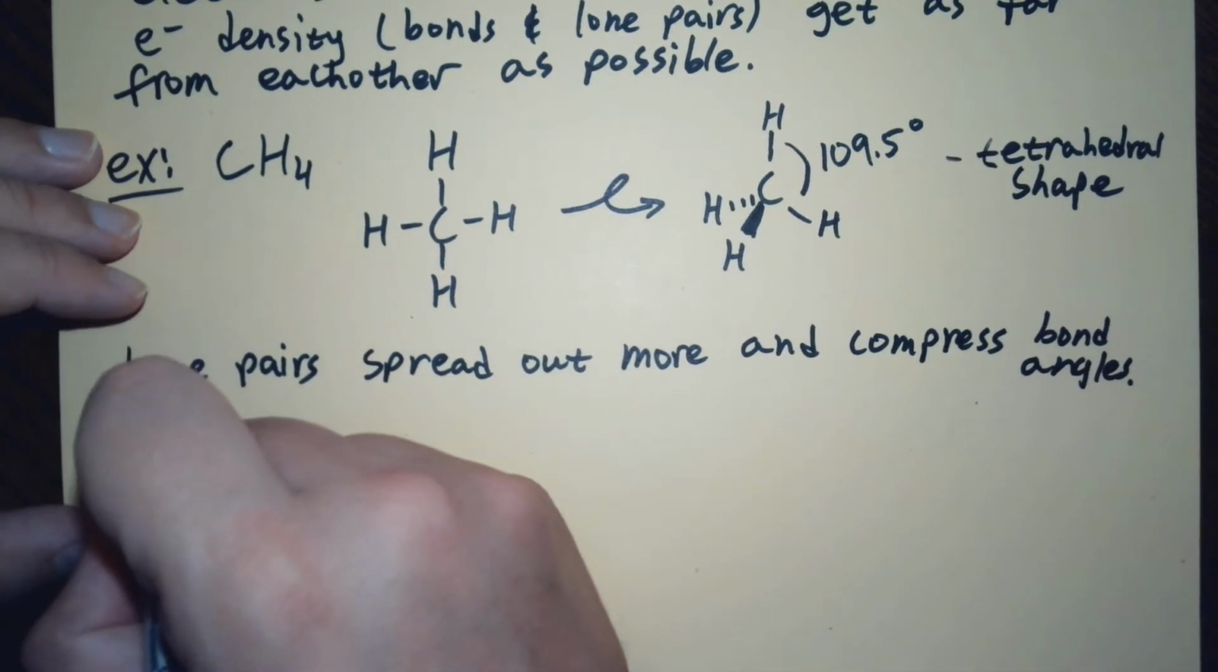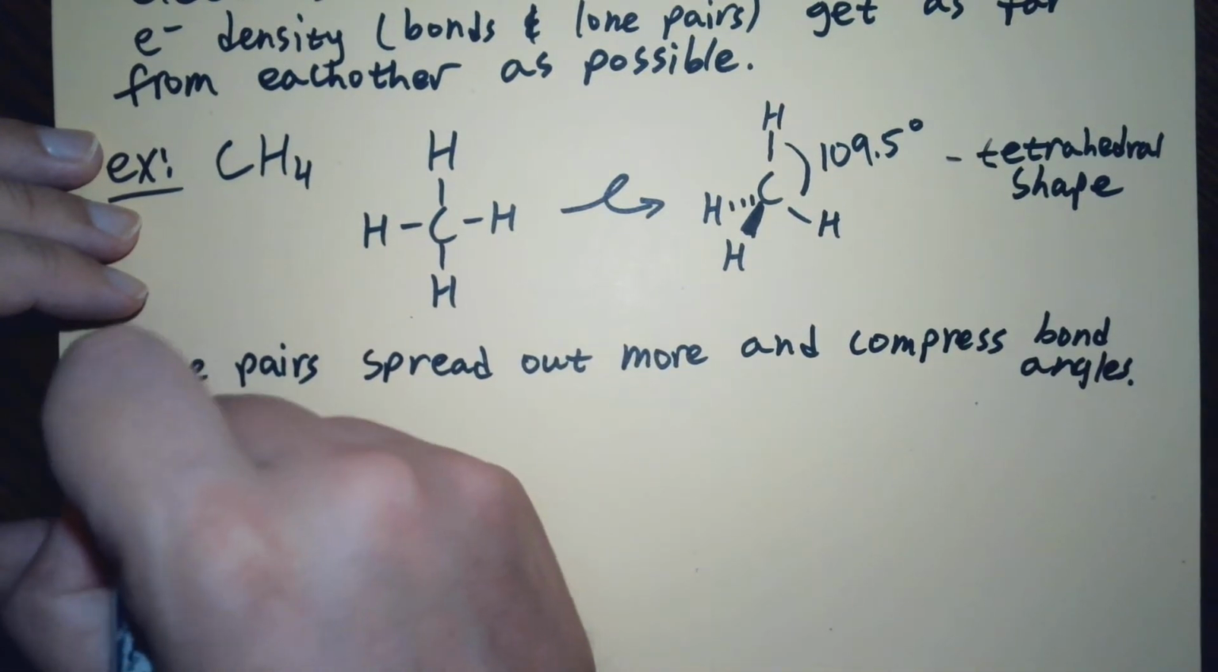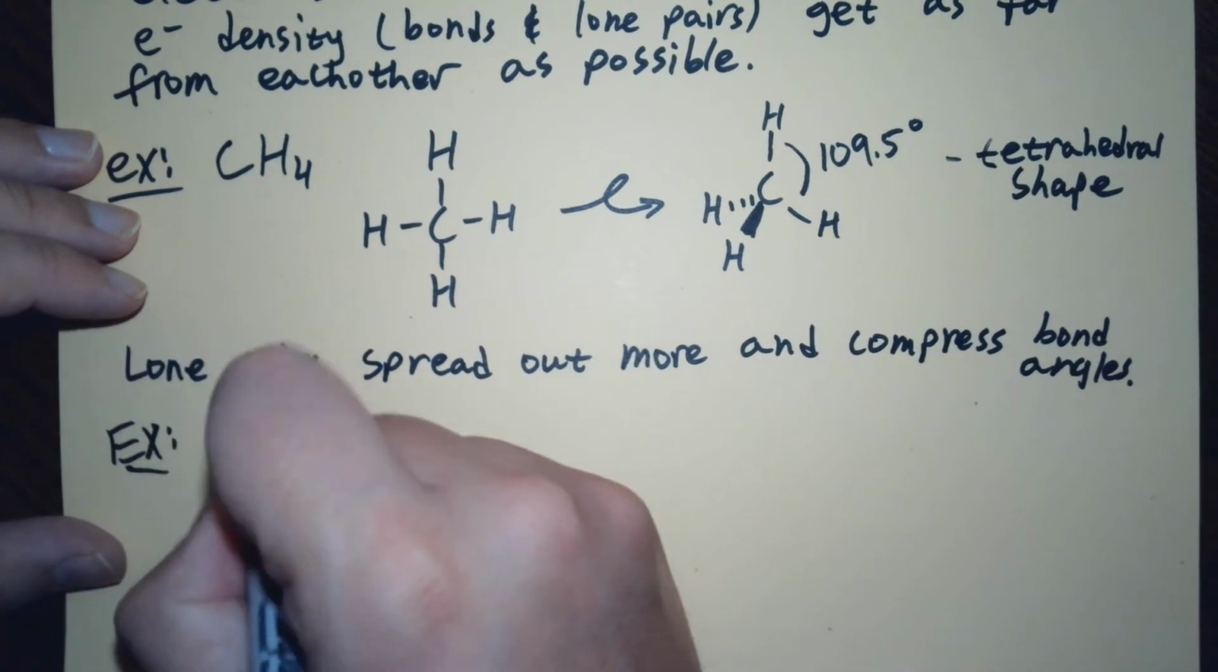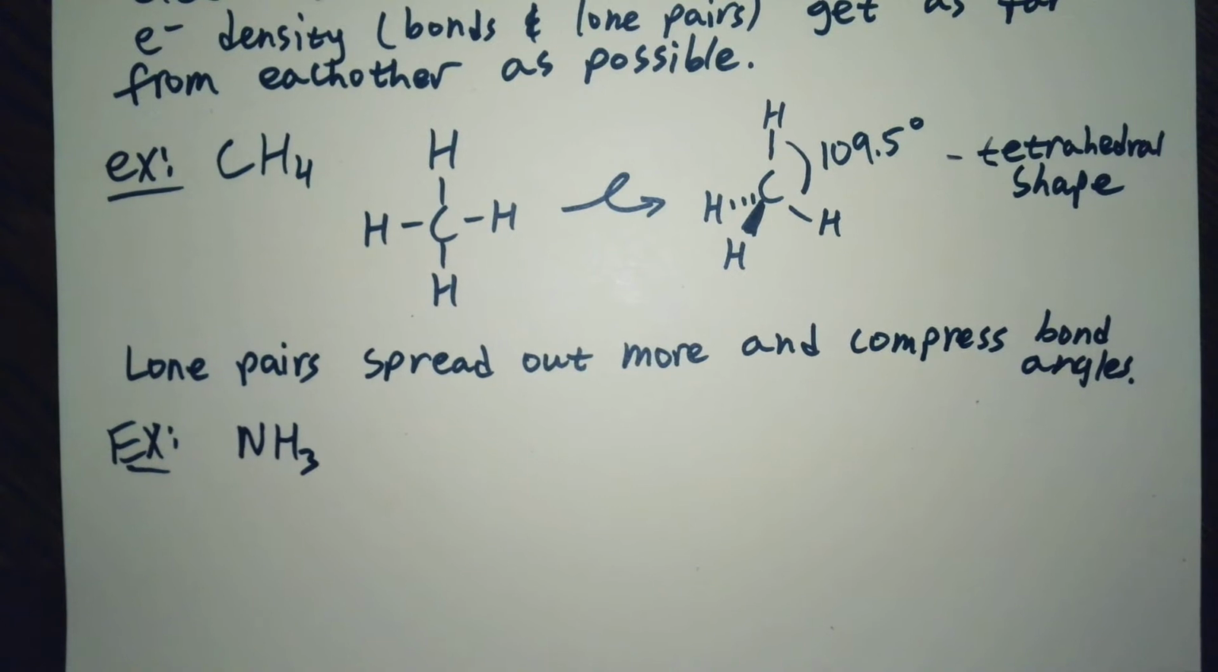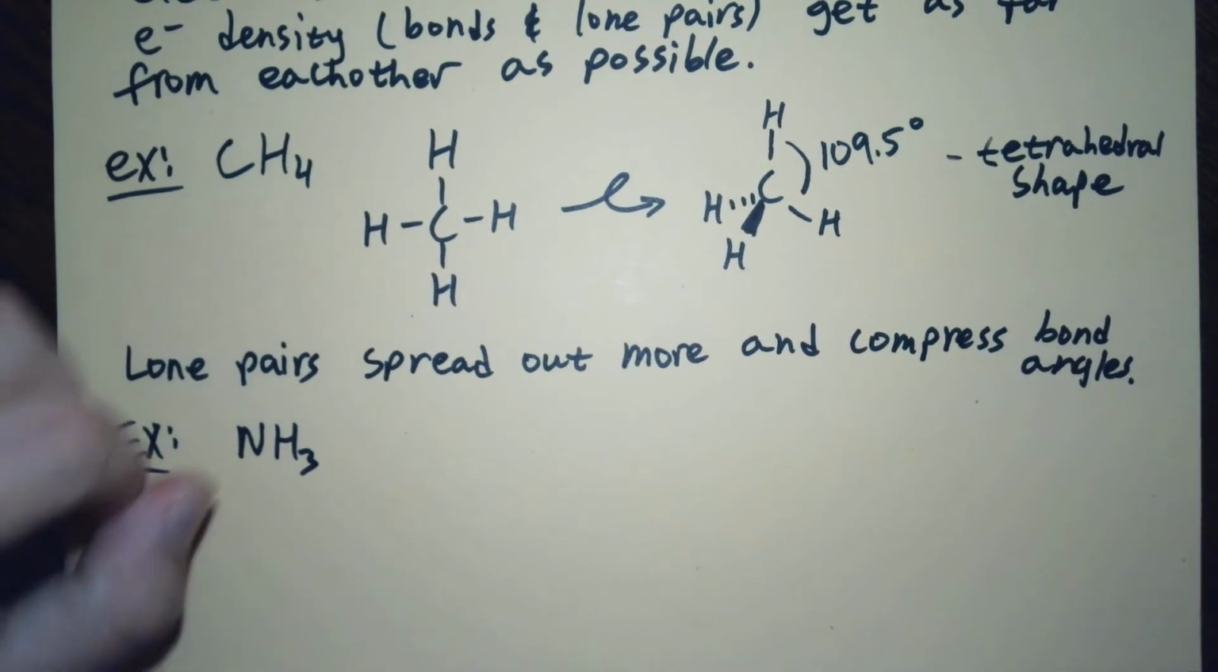So let's look at NH3. This is ammonia. If your neighbor has too many cats, you know the smell. If you have too many cats, your neighbor knows the smell.